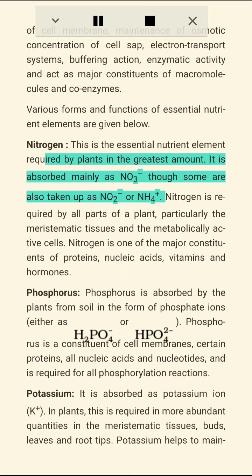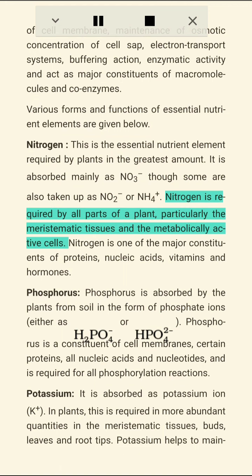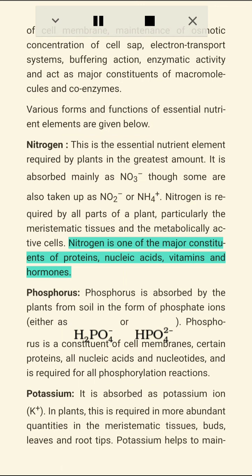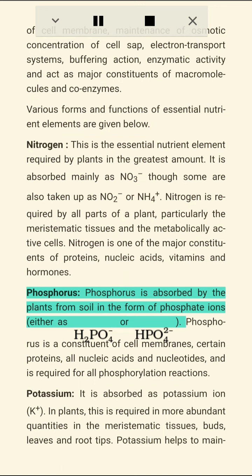Nitrogen. This is the essential nutrient element required by plants in the greatest amount. It is absorbed mainly as NO3-, though some is also taken up as NO2- or NH4+. Nitrogen is required by all parts of a plant, particularly the meristematic tissues and the metabolically active cells. Nitrogen is one of the major constituents of proteins, nucleic acids, vitamins, and hormones.